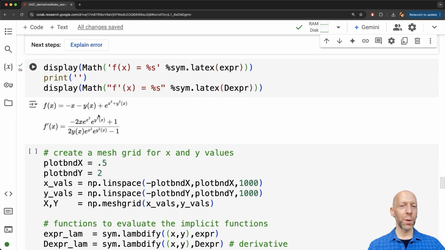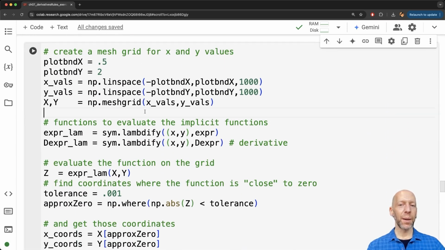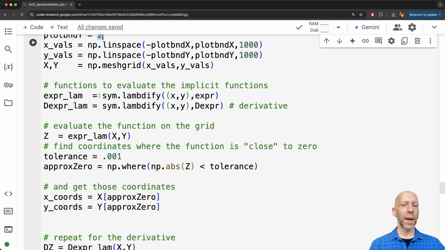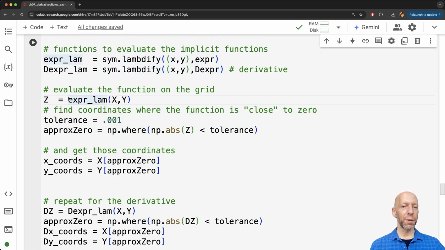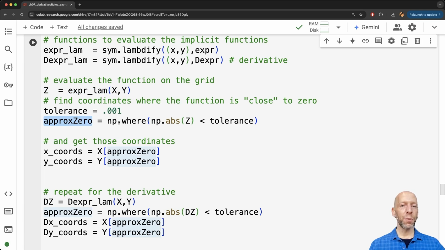Okay, so we have the derivative. And now here I'm going to use the grid search method to find approximate solutions to the equation and to the derivative. So I'm using 1,000 points between 0.5 and 2, both for x and for y. Here I am lambdifying the function and also its derivative. And then here's where I'm evaluating the function. So I evaluate the function for the x and y grid coordinates, and then I try to find the solutions where we have a zero of less than a tolerance.